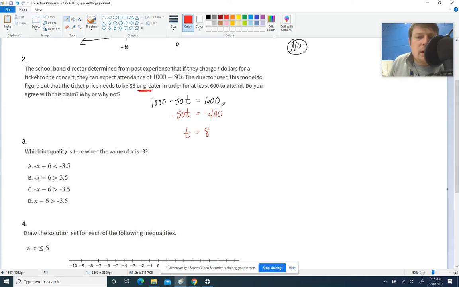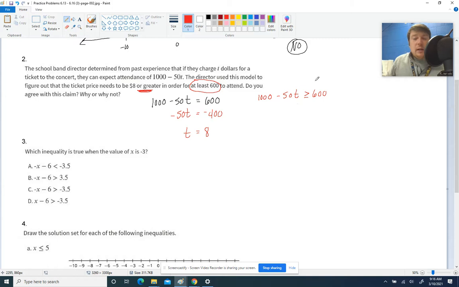Okay, so what we saw here is that they need to charge $8 on the nose to get 600 people to show up. That's what this is saying. So let's try out another number and let's make this into an inequality. It does say at least 600 to attend. So to have at least 600, that means we want to have 600 or more. So technically, this problem is 1,000 minus 50T. We want to have greater than or equal to 600 people, right?